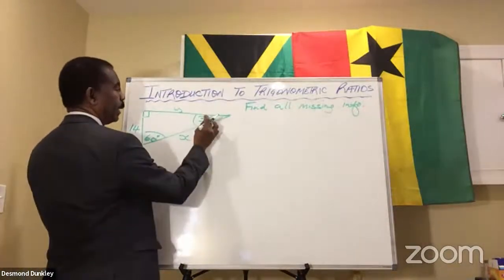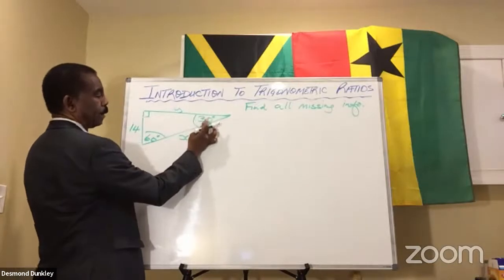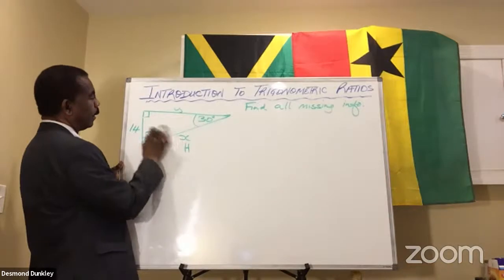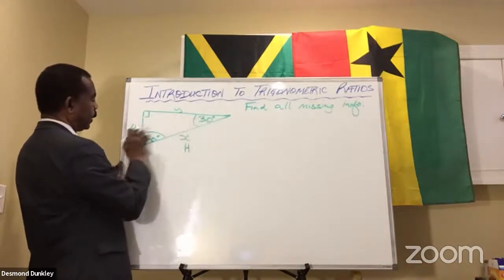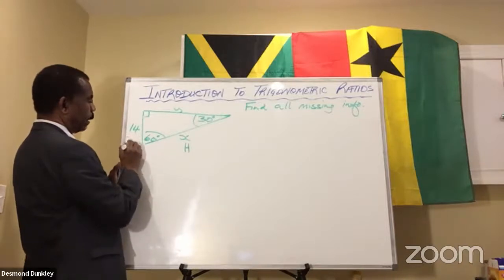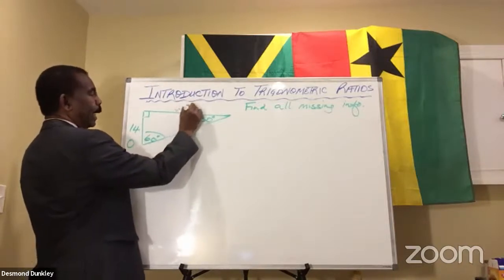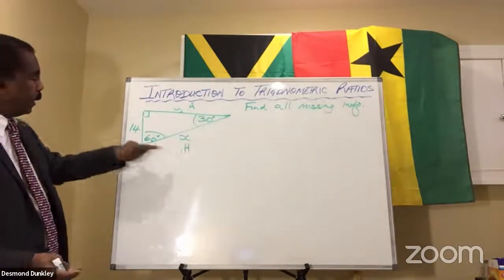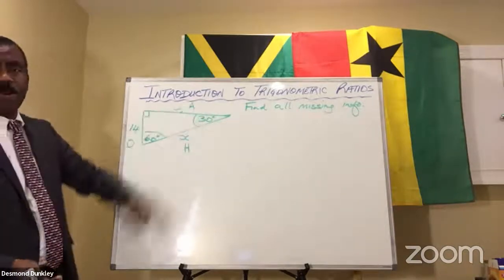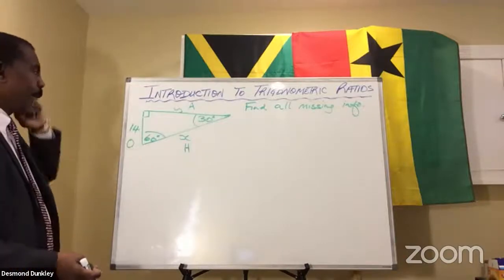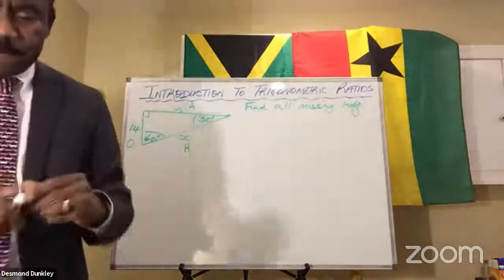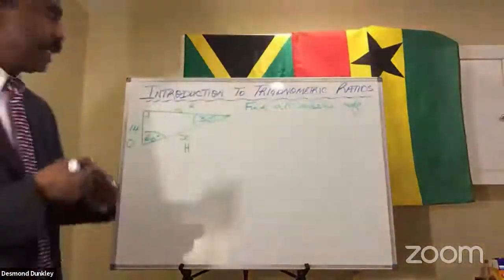So from this angle, we know this is the hypotenuse. How do I know? Because it's across from the 90 degrees. This is 30 degrees, so this is the opposite. And the y is the adjacent when you're focusing on the 30. So that's the hypotenuse, that's the opposite, and that's your adjacent. Okay? So here we go.